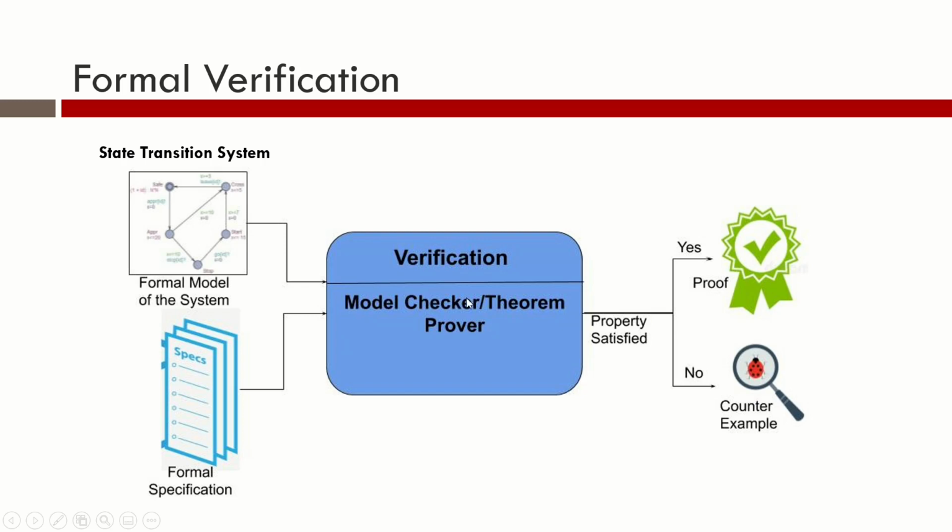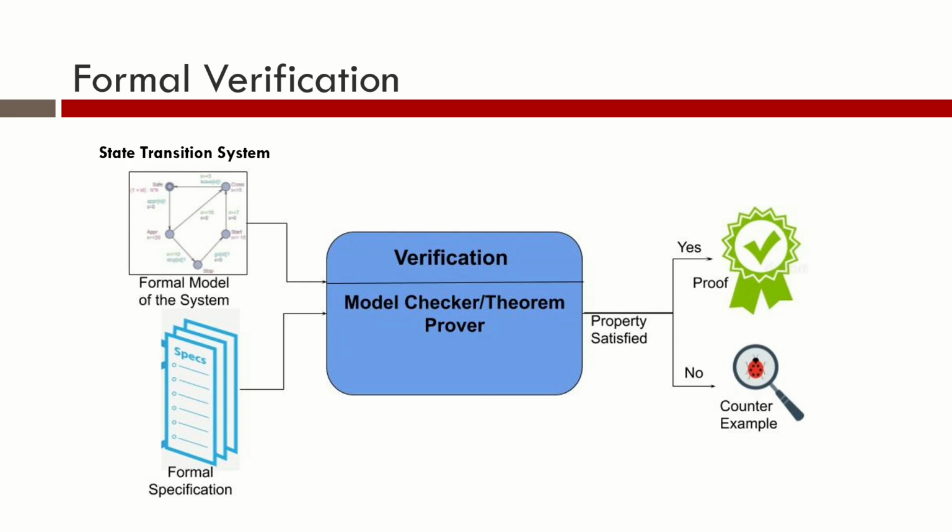So the output the model checker gives is, it will check whether the property is satisfied. If the property is satisfied, it will give you a guarantee that your system is error free. If the property is not satisfied, it will give a counter example. A counter example will be a run of the system in which the particular property fails.